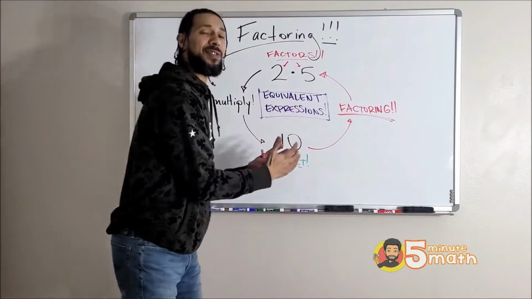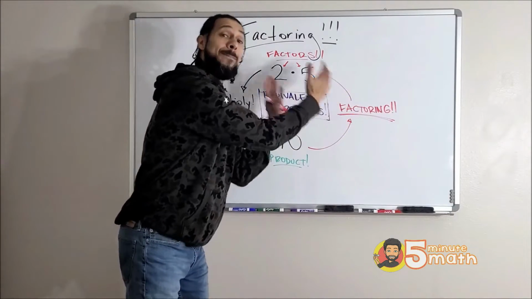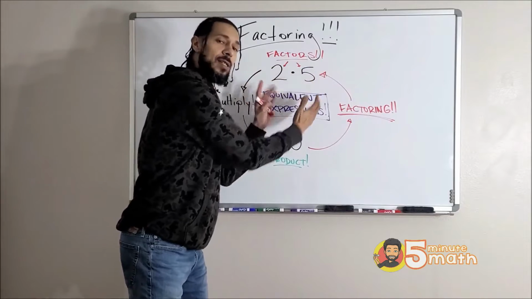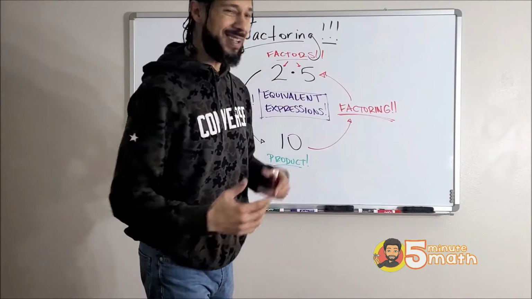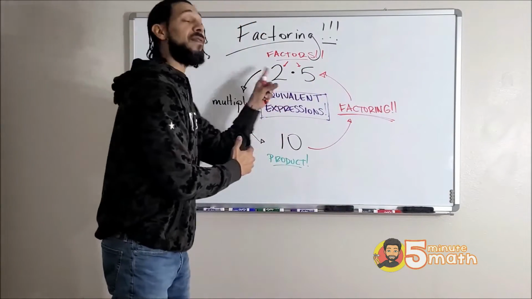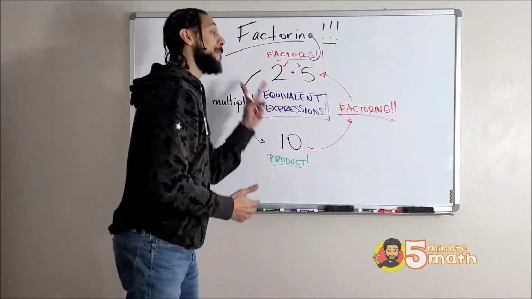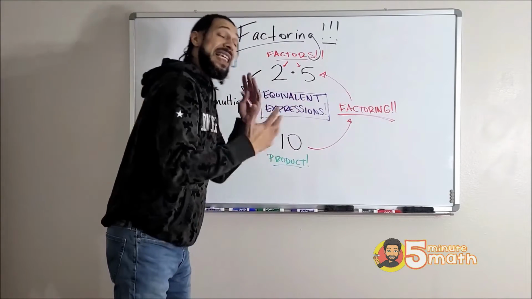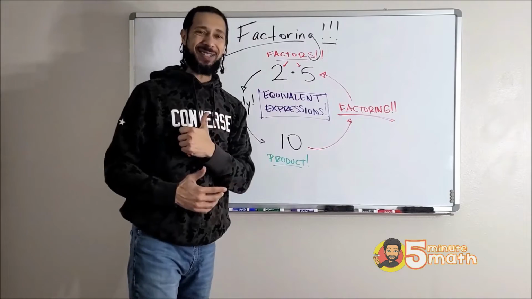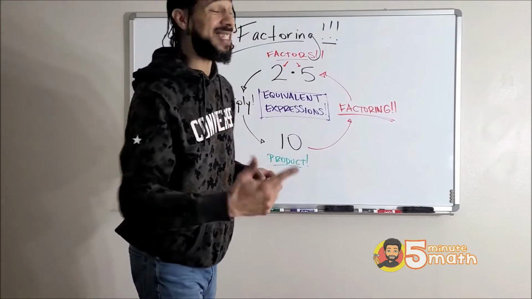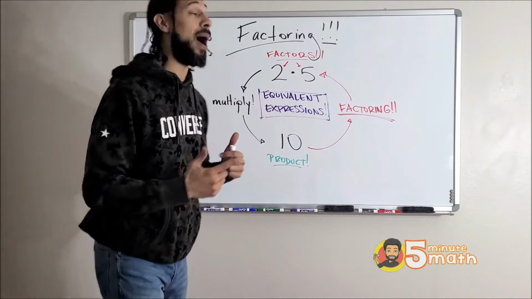That process of taking that 10 and breaking it back down into its two factors is called factoring. Notice I can divide 10 by both of these numbers, which makes each one of those numbers factors. Let's kick this up a notch now that you know what I'm talking about.